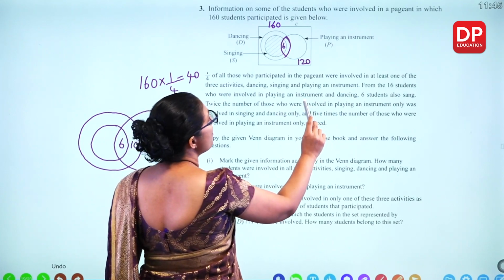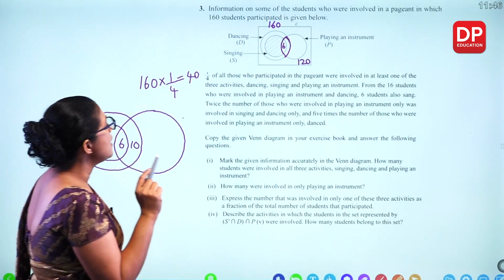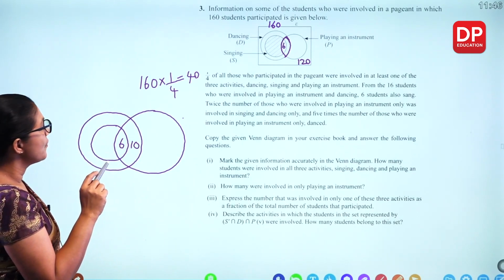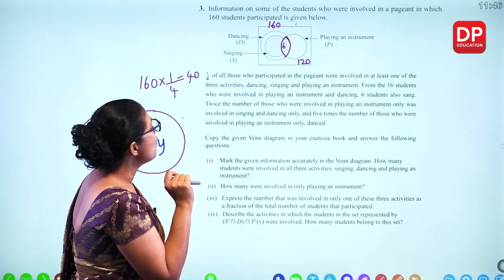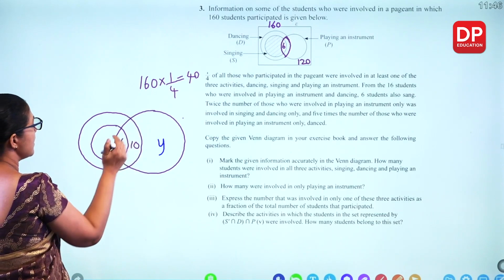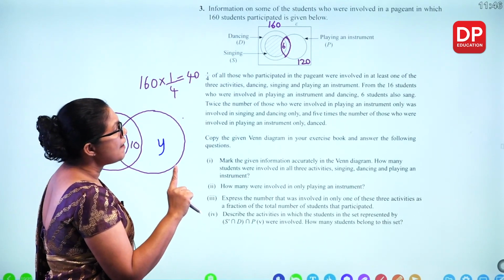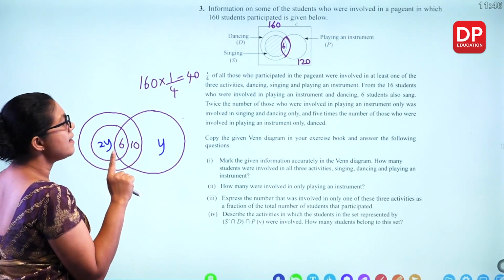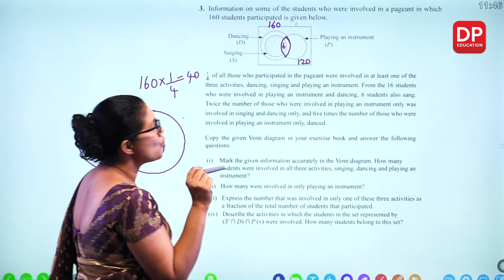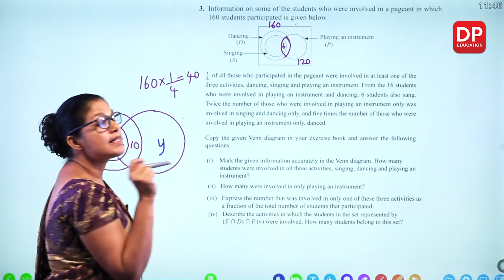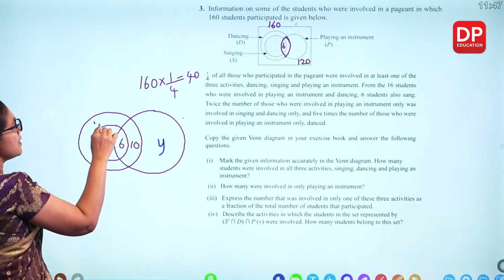Now it says twice the number of those who were involved in playing an instrument only was involved in singing and dancing only. So if this is only playing an instrument, if this is Y, what's 2Y? Involved in singing and dancing only. So not playing. So which part? This part. So this becomes 2Y. Then the other one, it says 5 times the number of those who were involved in playing an instrument only danced. That means only dancing. So only dancing is this part. That's 5 times this. So 5Y.